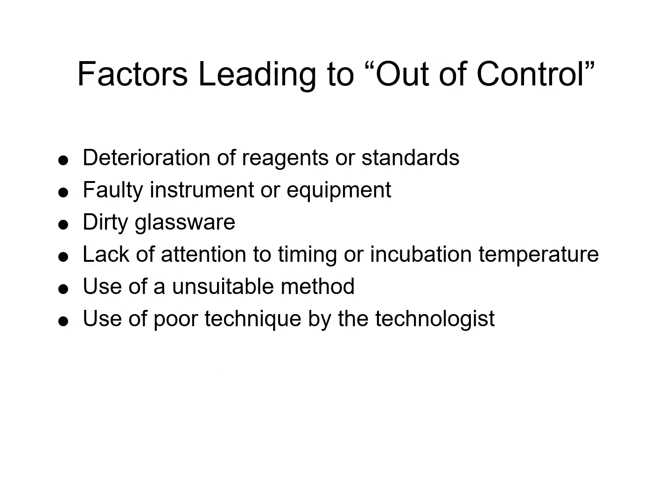Now, some factors that can lead to out of control results. It could be due to deterioration of reagents or standards, which can lead to inaccurate or unreliable results. Proper storage, handling, and expiration monitoring are essential. Then we have instrumentation and equipment. Faulty instruments or equipment can cause systematic errors. Preventative maintenance, calibration, and quality checks are critical for that. Glassware and labware can also cause issues. Dirty glassware can introduce contamination, which can cause false results, so we always need to clean and inspect glassware before using it.